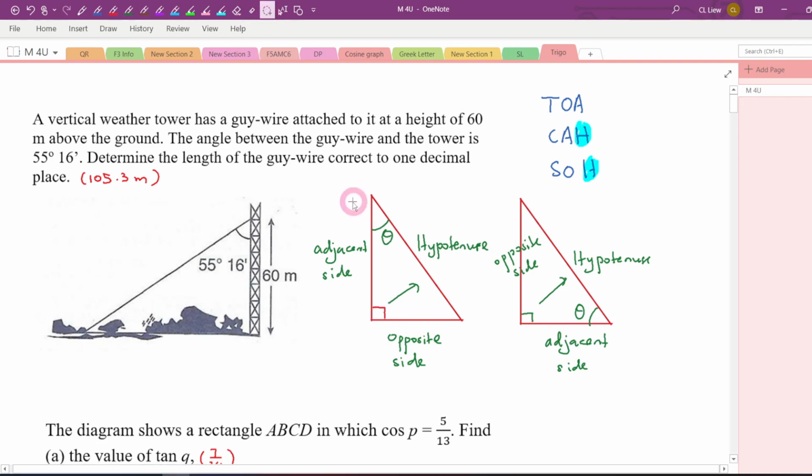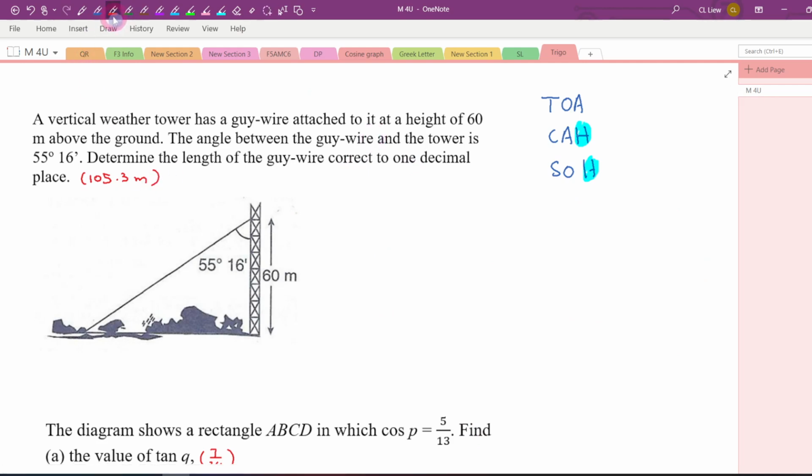Now let's try some questions. A vertical weather tower has a guide wire attached to it at a height of 60 meters above the ground. The angle between the guide wire and the tower is 55 degrees 16 minutes, which is over here. Determine the length of the guide wire correct to 1 decimal place. So we want to find the length of this wire.